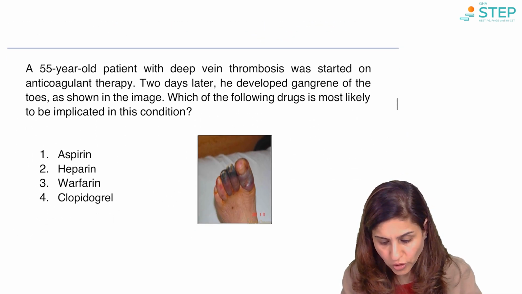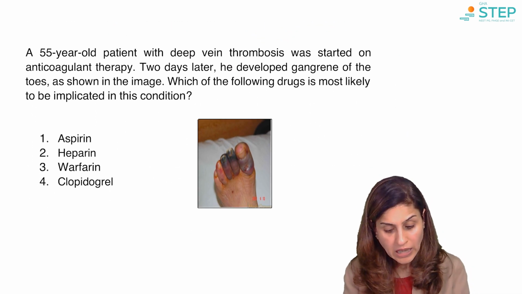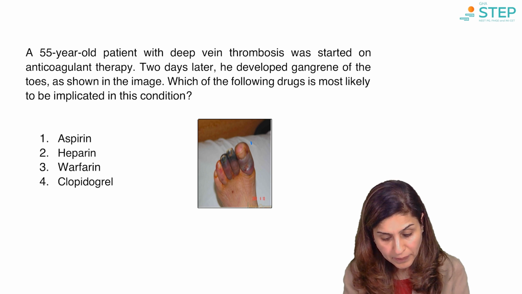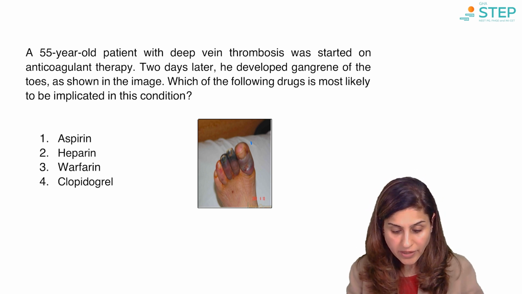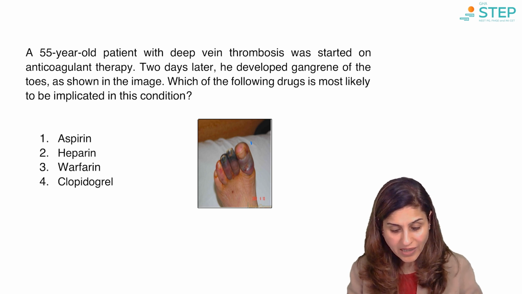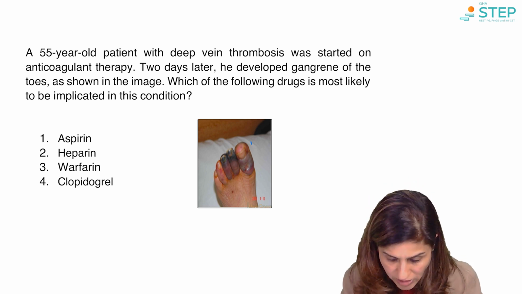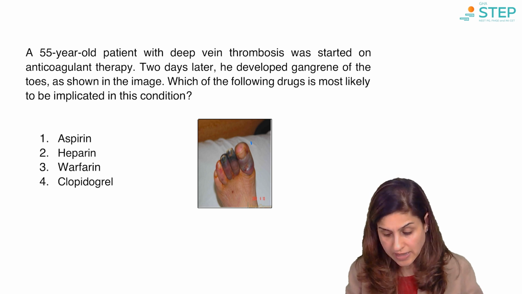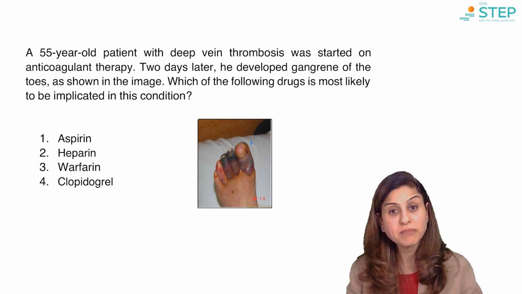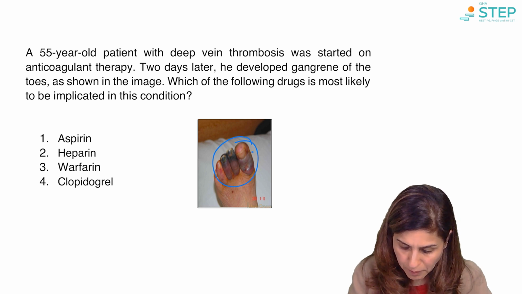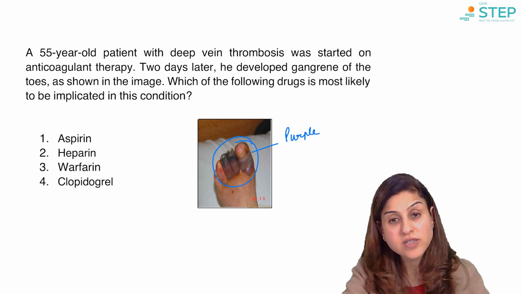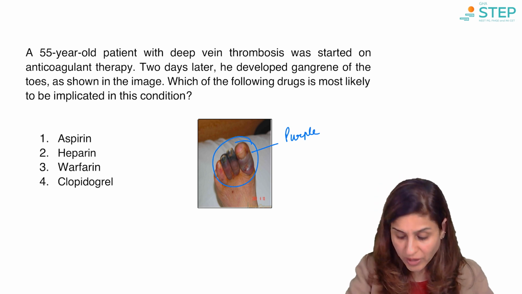All right, let's go to the next question here. A 55-year-old male patient with DVT, deep venous thrombosis, was started on anticoagulant therapy. Two days later, he developed gangrene of the toes as shown in the image. Which of the following drugs is most likely to be implicated in this condition? See this condition here? It's a purple color. So therefore, this is also called purple toe syndrome.